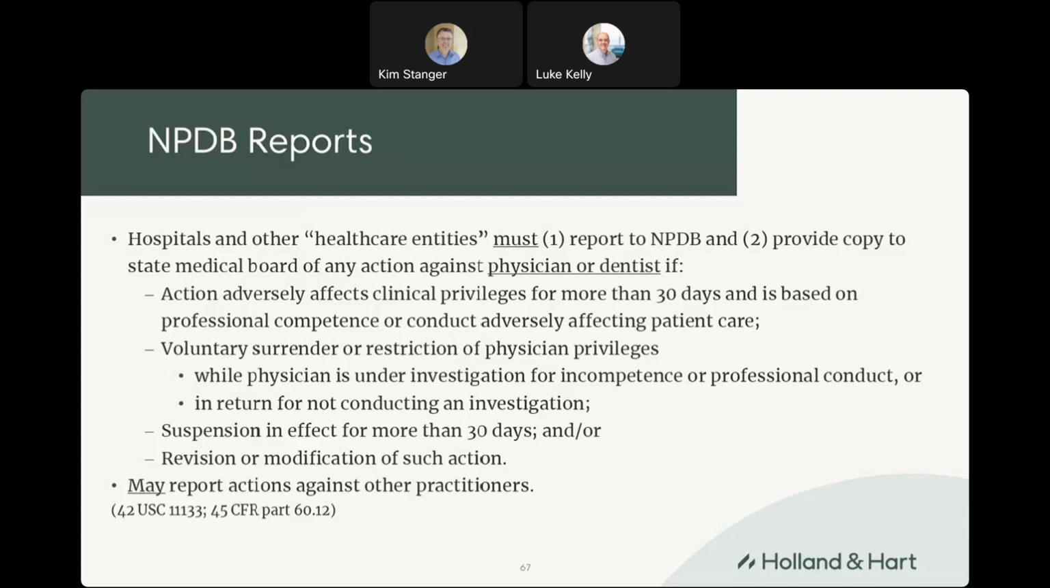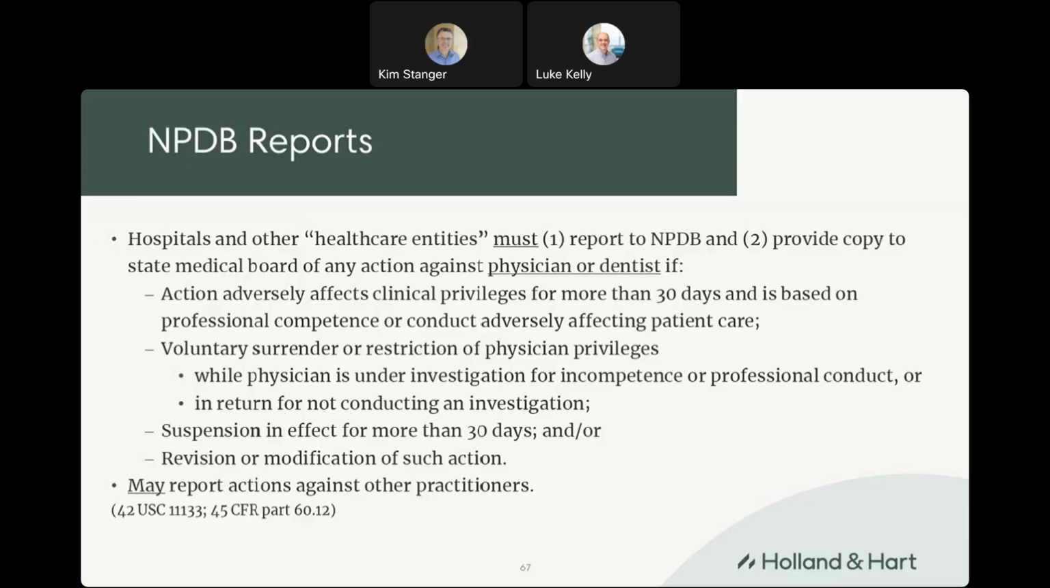So even if you don't take that action, if a physician wants to avoid an NPDB report by simply relinquishing his privileges, if he's doing that to avoid an investigation or while an investigation is pending, then that's also going to be reportable. You have to report if a suspension's in place for more than 30 days, even if it's not finalized, even if there hasn't been a final determination. And if your initial report is inaccurate or no longer valid, maybe you've changed the penalty or whatever, you've got to do an appropriate revision or modification.